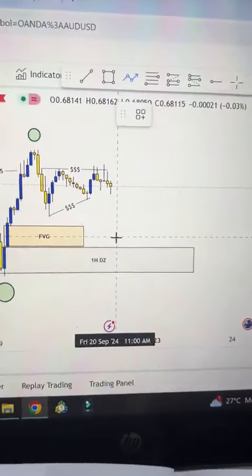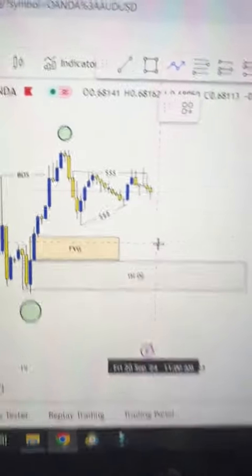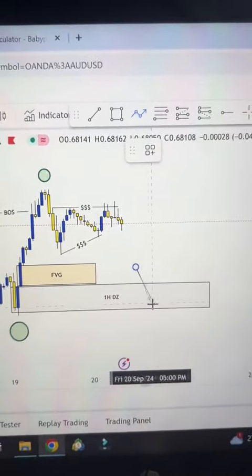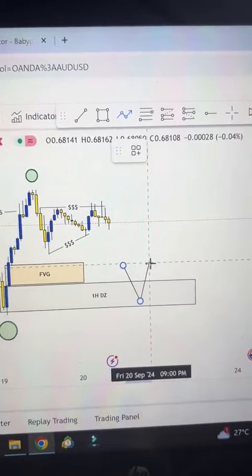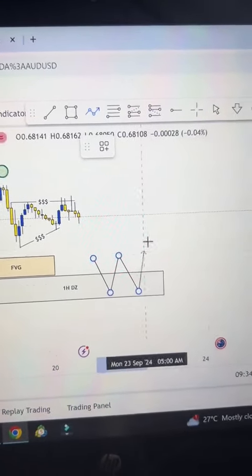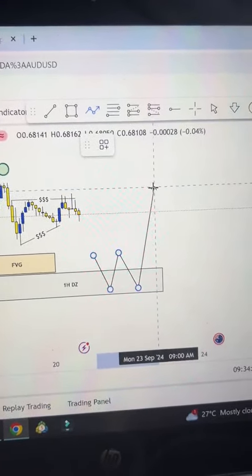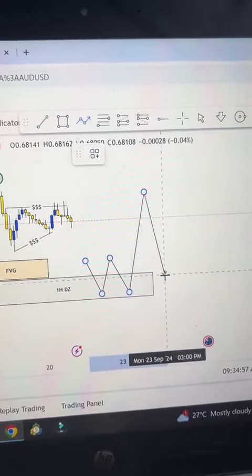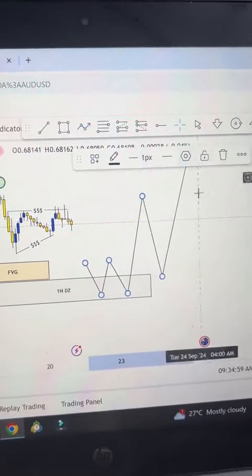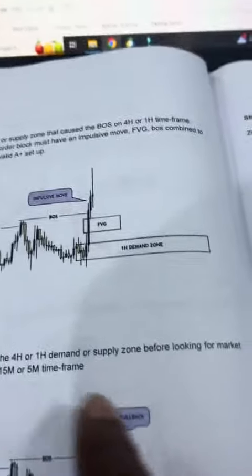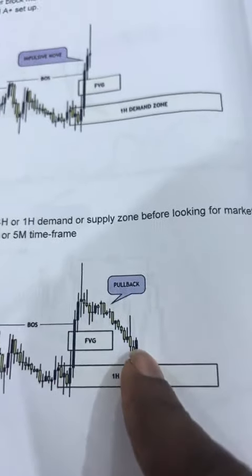If I did not see that entry confirmation, even if this setup is valid, without entry confirmation, I'm not entering the trade. When the market taps my demand zone, I want to see a 15-minute market structure shift come back to tap that zone. Boom. This is the entry confirmation.